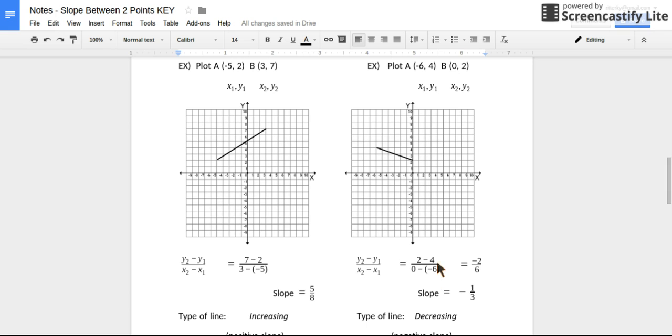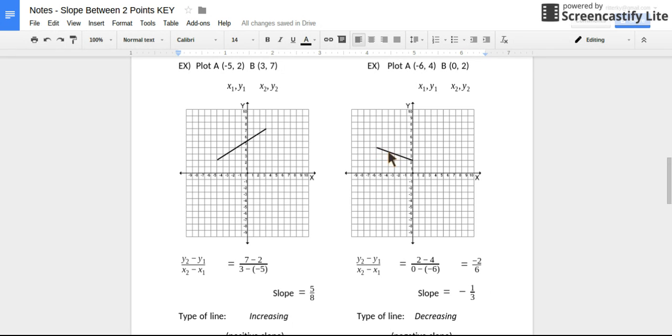2 minus 4 is negative 2, and 0 minus negative 6 is 0 plus 6, which is 6. And then we always want to reduce a fraction, and we always want to reduce a slope. So even though negative 2 over 6 is the slope, we want to always simplify and say that the slope is negative 1/3, just dividing top and bottom by 2. So we have a negative slope.